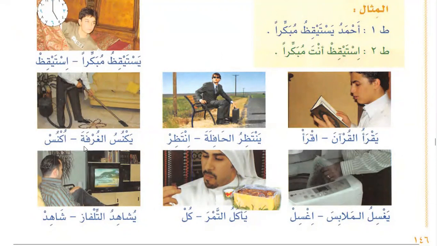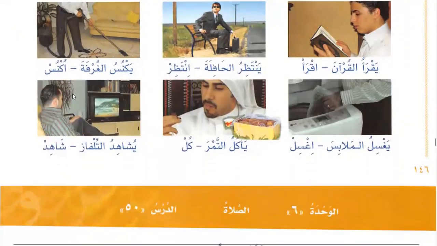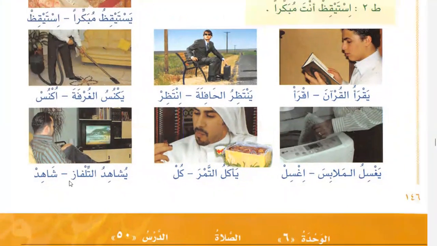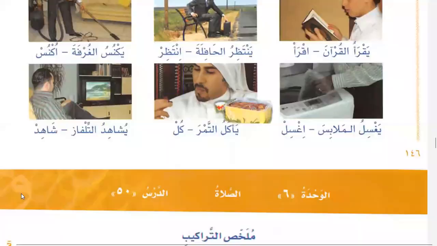Ahmad yaknusul-ghurfa, Ahmad is sweeping the room. Uknus antal-ghurfa, you sweep the room. Ahmad yaghsilul-malabis, Ahmad is washing the clothes. Ighsil antal-malabis, you wash the clothes. Ahmad ya'kulut-tamra, Ahmad is eating the dates. Kul antat-tamra, you eat the dates. Ahmad yushahidut-tilfaz, Ahmad is watching the television. Shahid antat-tilfaz, you watch the television.